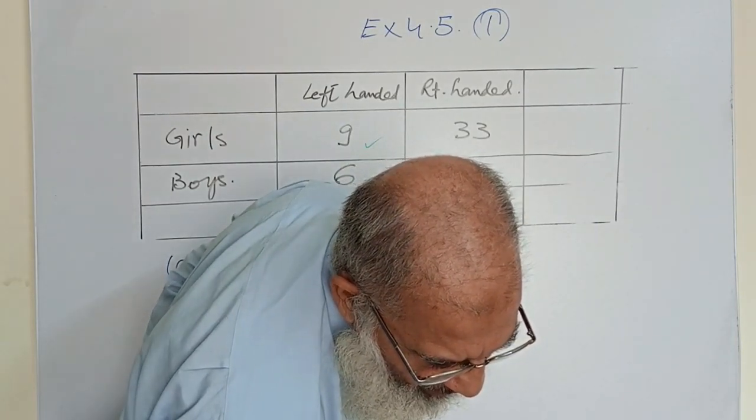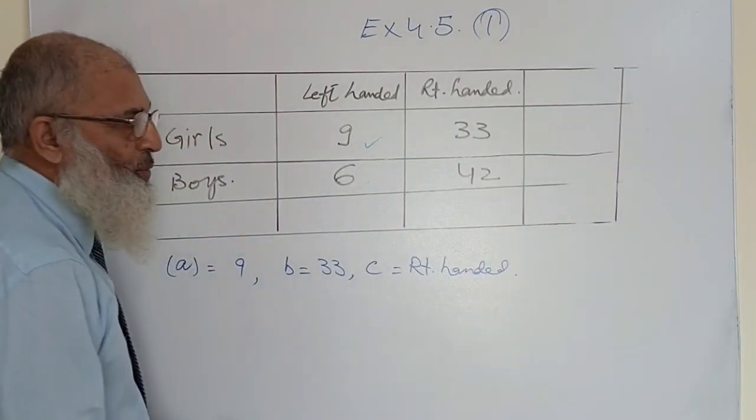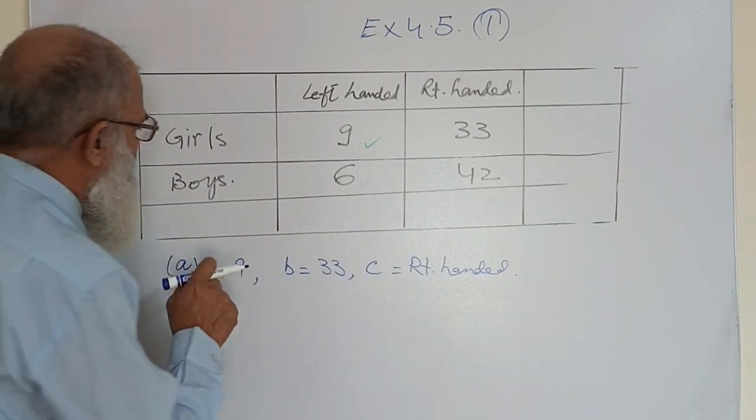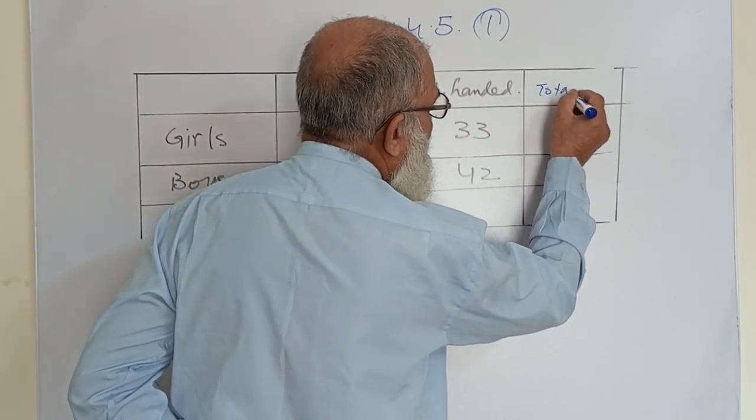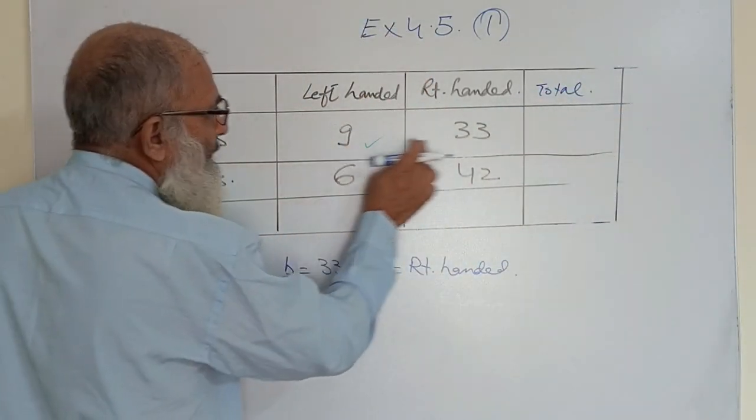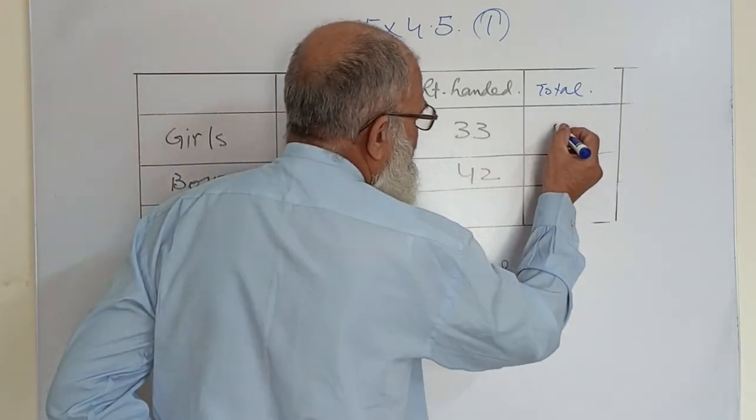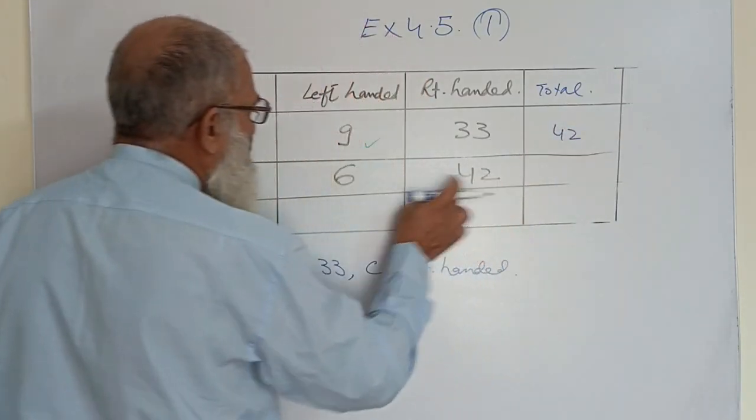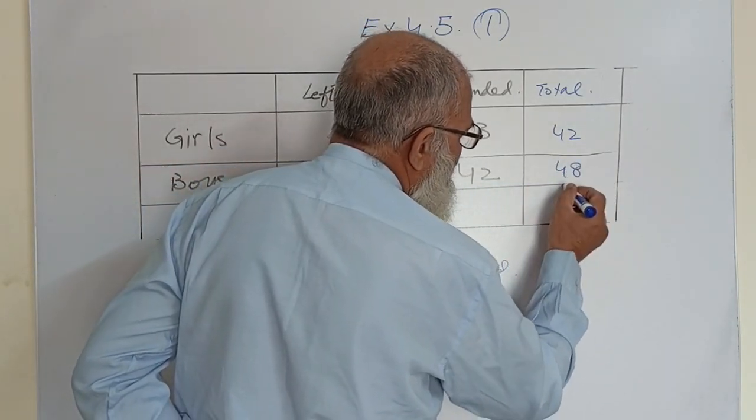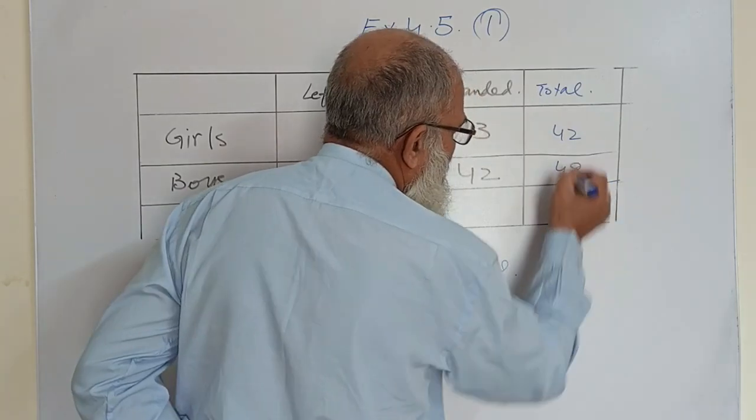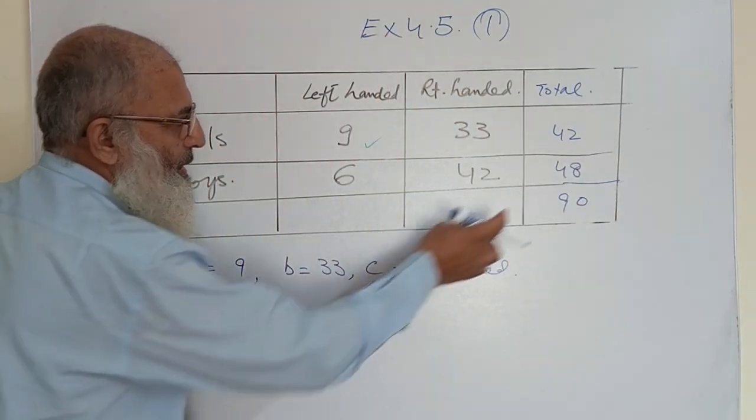And how many students are there in the class? Now you see the total has come from. Now we have to make a total out of it. Okay. Now 33 plus 9 gives us 42, and 42 plus 6 is 48, and the total comes out to be 90 students. There are 90 students in the class.